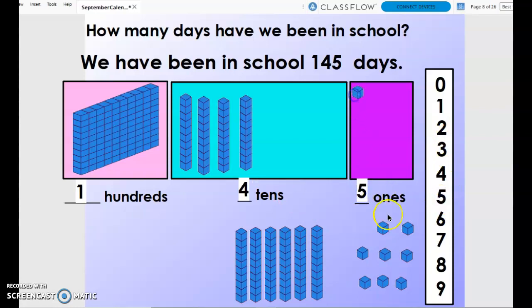So we're going to build 1, 2, 3, 4, 5 ones, or 5 units, to represent our 5 ones, or our value of 5.